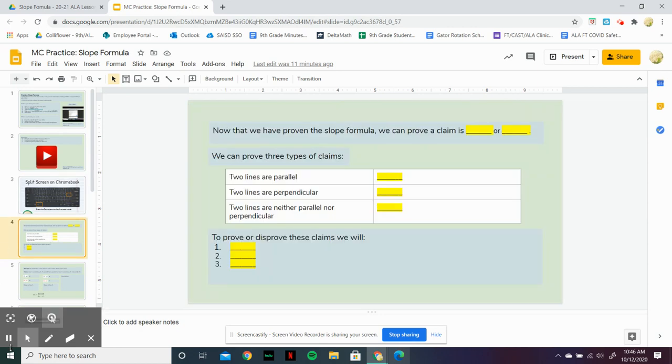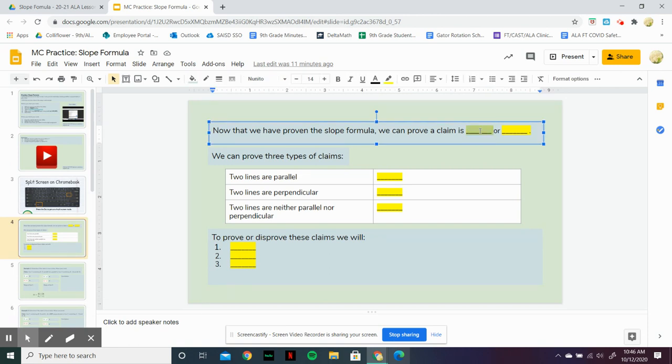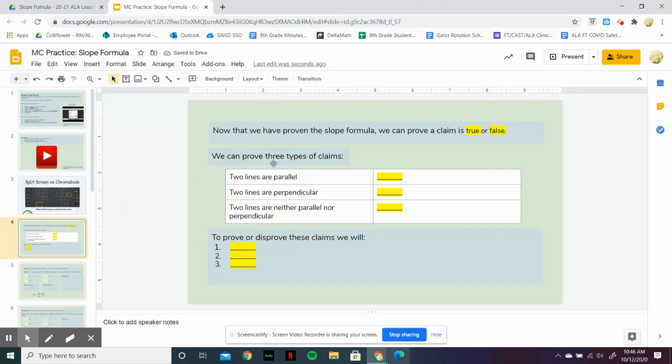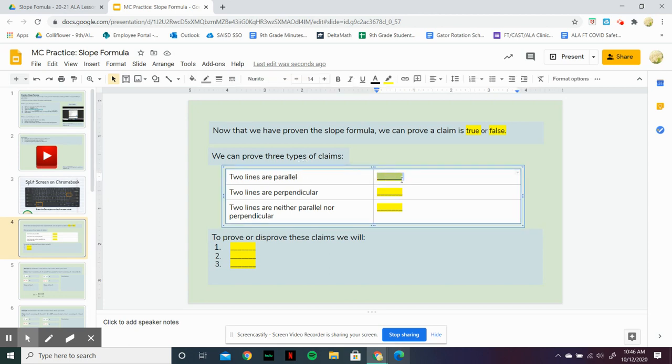And let's begin. Now that we have proven the slope formula, we can prove that a claim is true, or we can prove a claim is false. There are three types of claims that we can prove. The first claim is that two lines are parallel. This means they have equal slope.